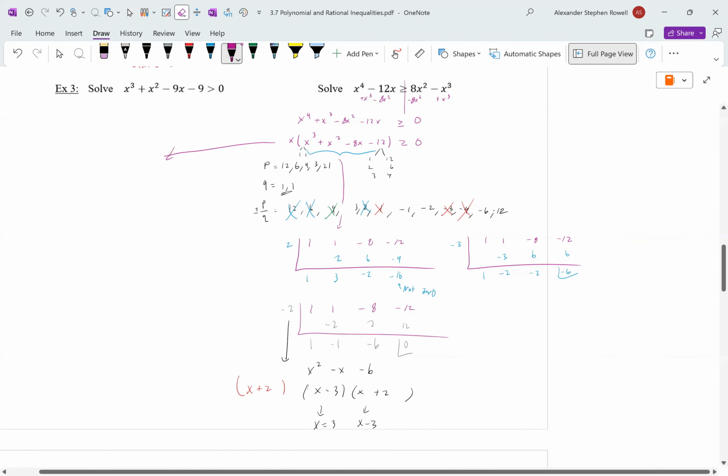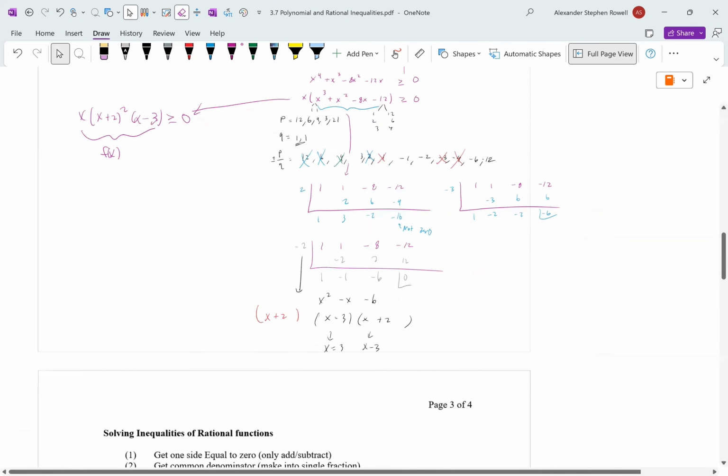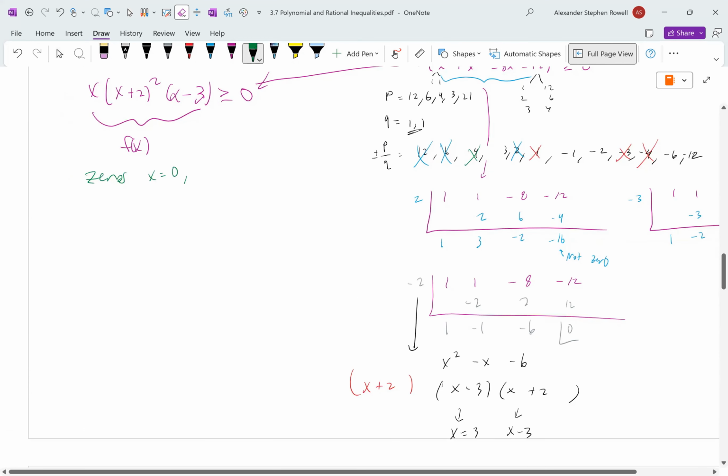So I'm going to rewrite this problem over here. Now in factored form, it's x times (x plus 2) squared times (x minus 3) is greater than or equal to 0. And this is my function. I'm going to call it f of x. What are the zeros of f of x? X equals 0, -2, and +3.